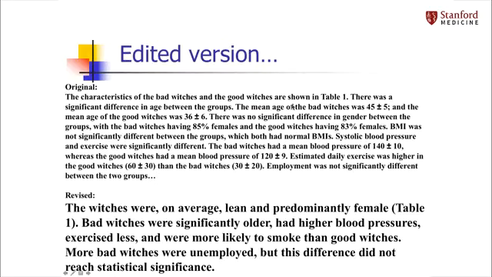So if a student gave me something like this, here's how I would edit that. My edited version starts, the witches were on average lean and predominantly female. Table 1 in parentheses. Notice that I didn't waste a sentence explicitly telling the reader that Table 1 shows the descriptive characteristics of the groups. I just launched right into the take-home messages from Table 1 and cited the table in parentheses.